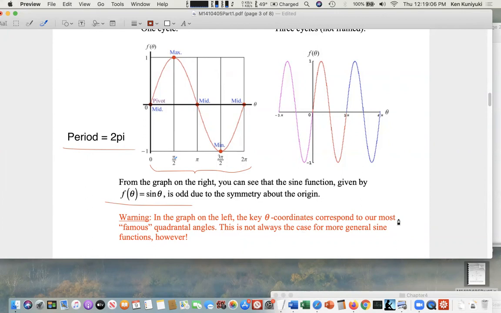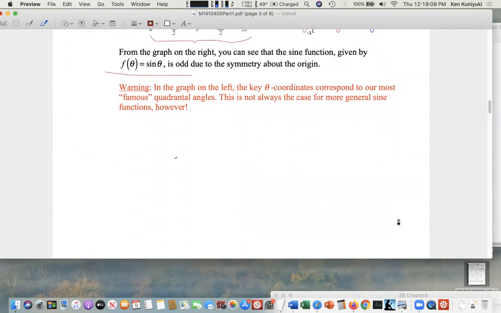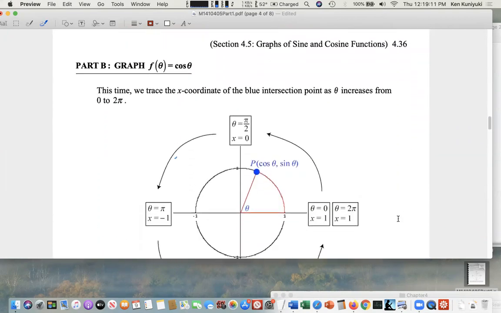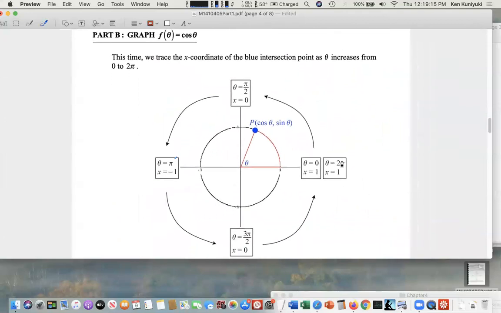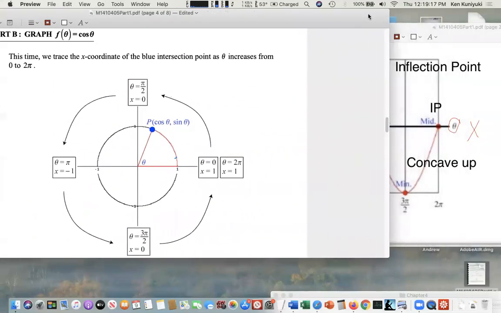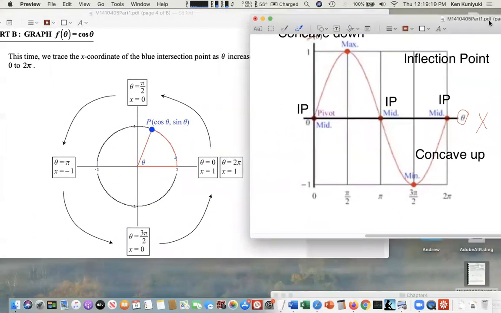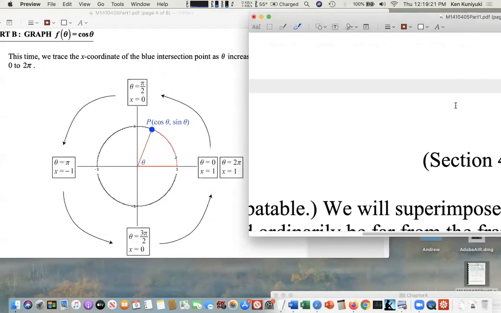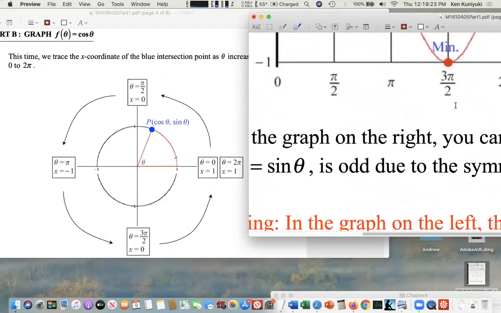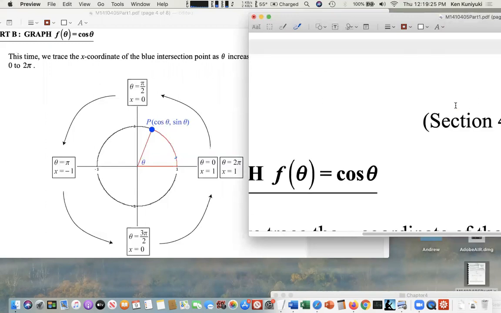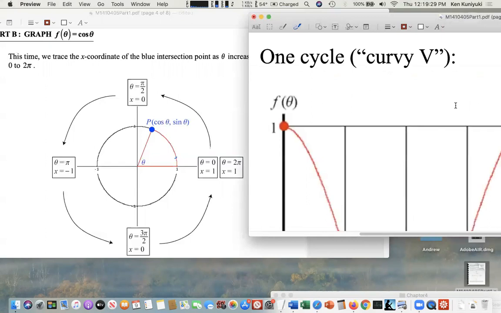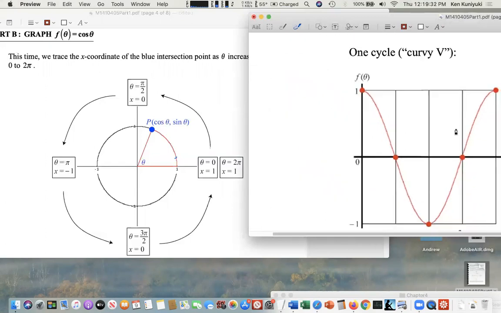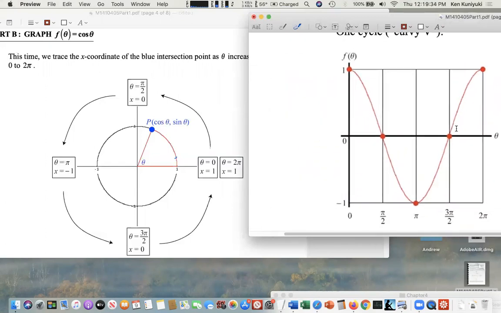What about the graph of y equals cosine of theta? Cosine of theta corresponds to the x-coordinate of this intersection point. Let's trace it out. Again, I'm going to go to a frame. All right, so this is the fundamental cycle for y equals cosine of theta.